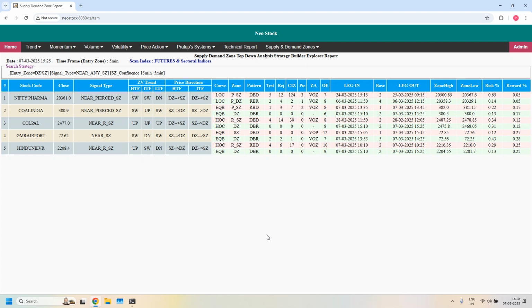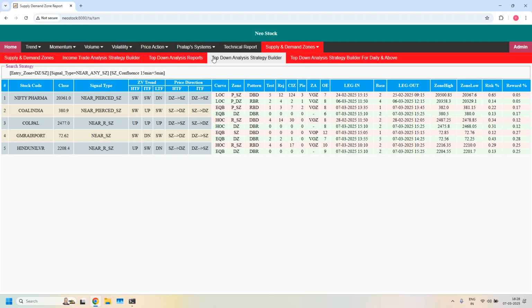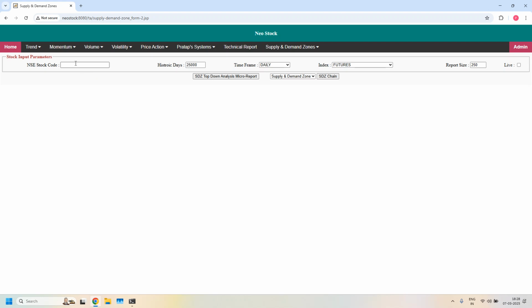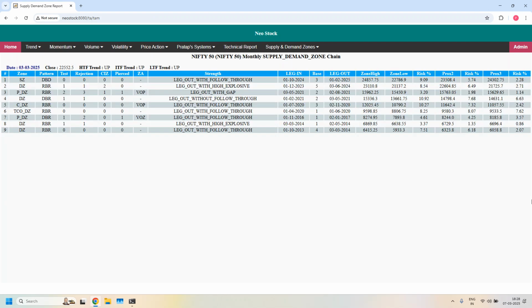Okay. The next set of reports are about NIFTY and BANKNIFTY supply demand zone chain. Let's generate them. Let's start with NIFTY. Starting with monthly time frame, I am generating monthly supply demand zone chain for NIFTY. Okay, this is a NIFTY monthly supply demand zone chain.